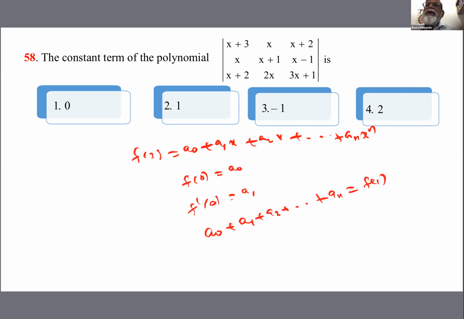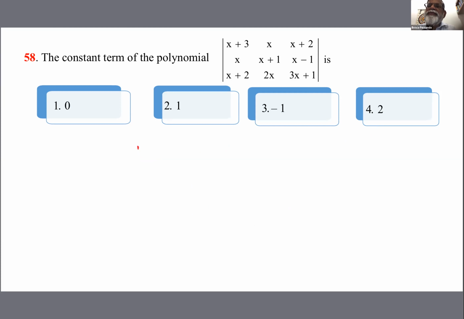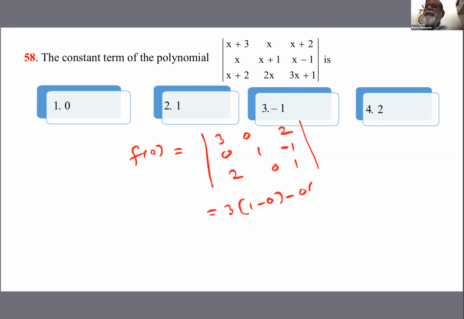So here the constant term of the polynomial is f of 0. So put x is equal to 0. So it is 3 into 1 minus 0 into something plus 2 into 0 minus 2. So it is 3 minus 4. It is equal to minus 1.